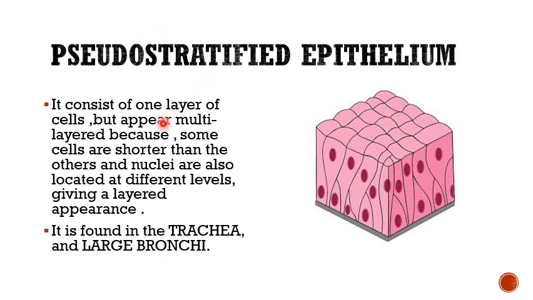It consists of one layer of cells but appears multi-layered because some cells are short and some are longer. The nuclei are also located at different levels, so this is one level and this is another level, giving a layered appearance. It is found in the trachea and large bronchi.